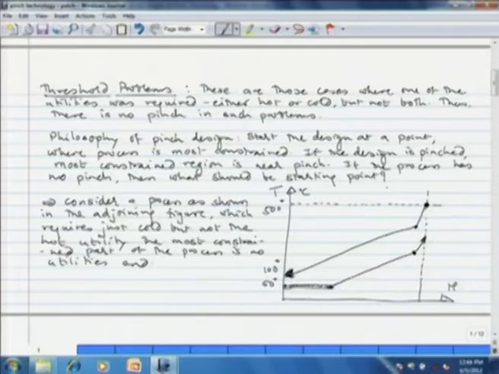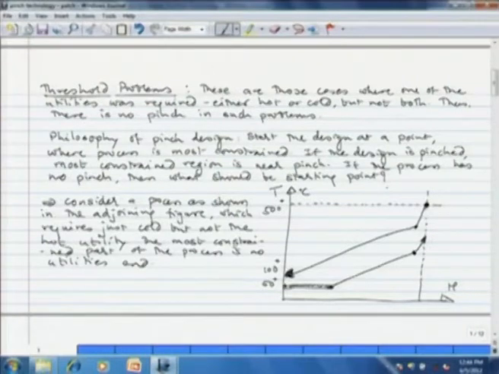The philosophy of pinch design is to start the design at a point where the process is most constrained. Now in the case of threshold problems, there is no pinch. Therefore, how can we determine the starting point? If the design is pinched, the most constrained region is near the pinch. If the process has no pinch, then what should be the starting point? I have given an example on the screen, where you have basically no hot utility requirement, but only cold utility. The most constrained part of the problem is the no utilities end, like this end. This is the most constrained part of the problem.